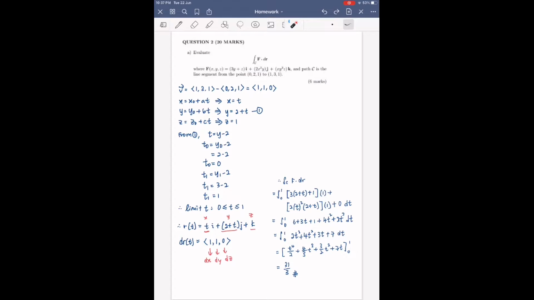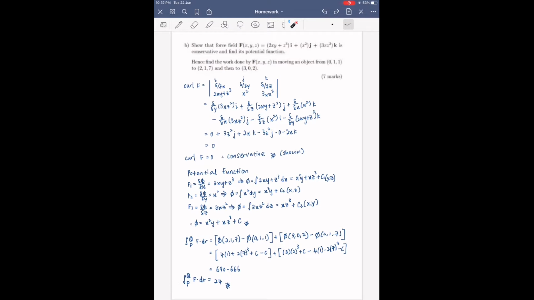For question 2a, it is regarding the line integral of a vector field. From the points given, we can find the r(t). Then from r(t), we can find the limits of t. Then after that, we find dr(t). After that, we substitute all the information into the equation for the total work done, which is the integral of f1 dx plus f2 dy plus f3 dz. Then we solve the integration.